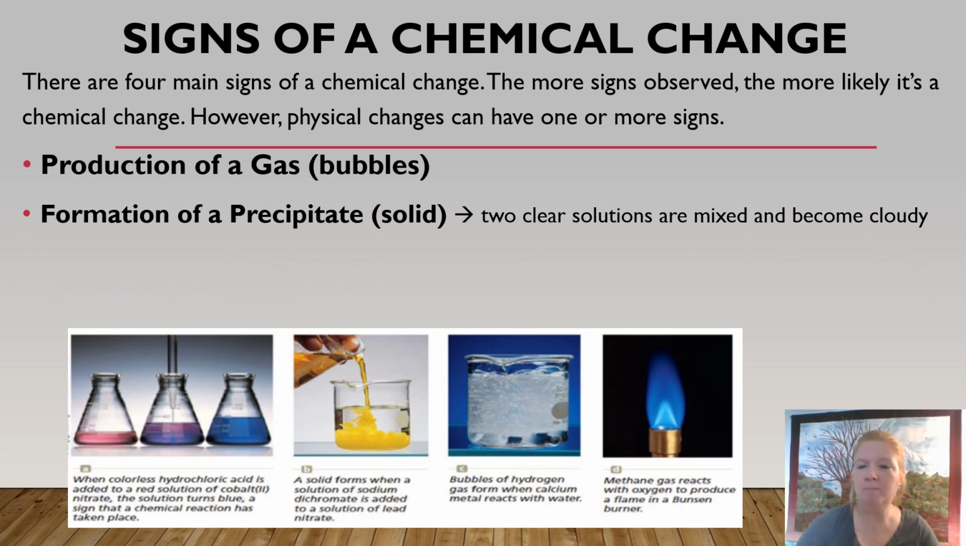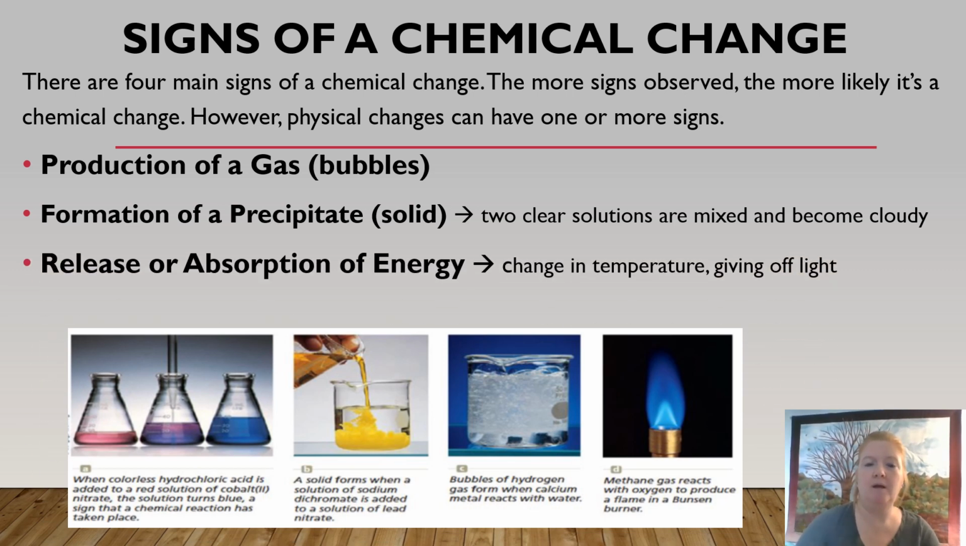There's a formation of a precipitate. So you take two clear liquids, you combine them, and it gets cloudy. You see a precipitate form. That's a solid. You get a release or an absorption of energy. So it gets hot, it gets cold, it gives off light, it gives off sound. Okay, a release or an absorption of energy. Or there's a color change, completely changes its color.